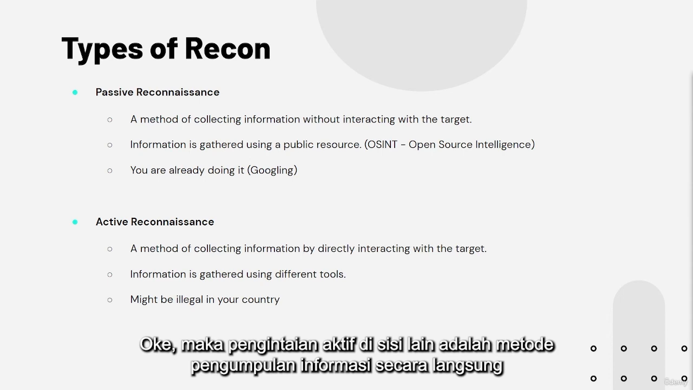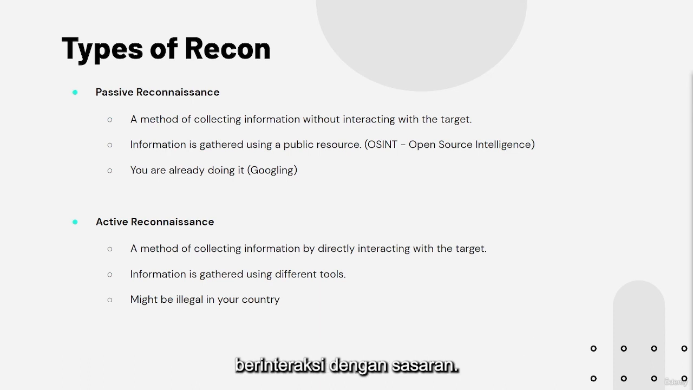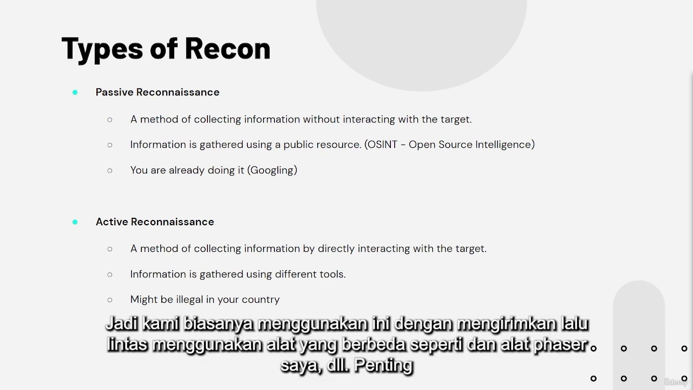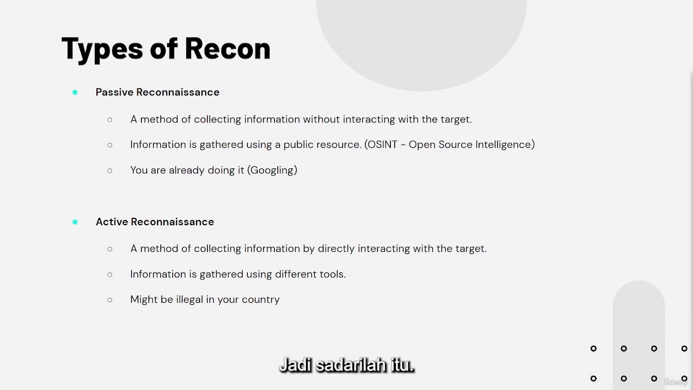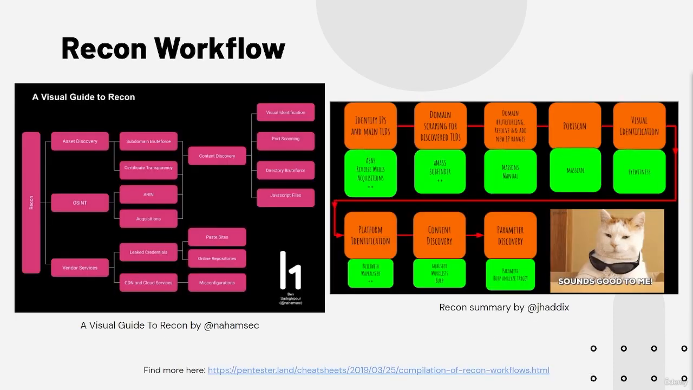Okay, then active reconnaissance, on the other side, is a method of collecting information by directly interacting with the target. So we usually do this by sending traffic, using different tools like Nmap, fuzzer tools, etc. An important thing to note here is that active reconnaissance without prior authorization is likely an illegal activity depending on your country. So be aware of that.